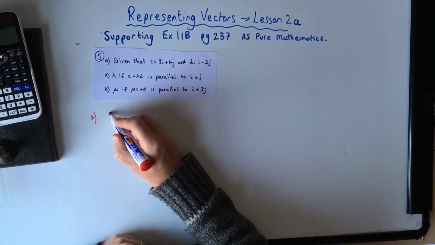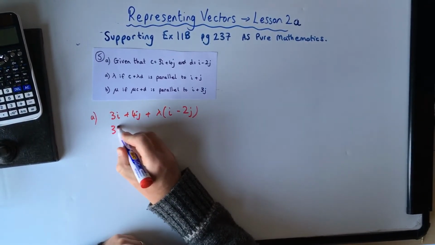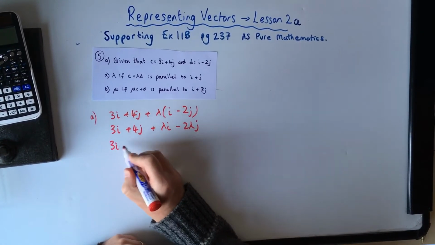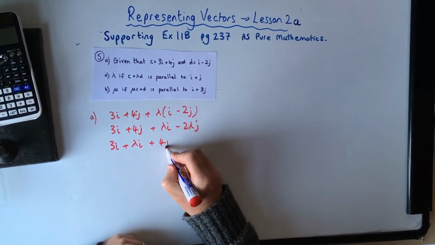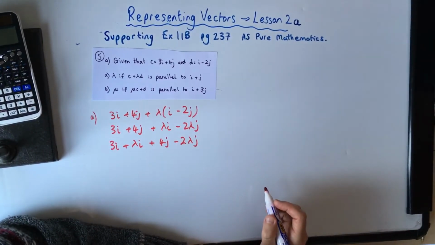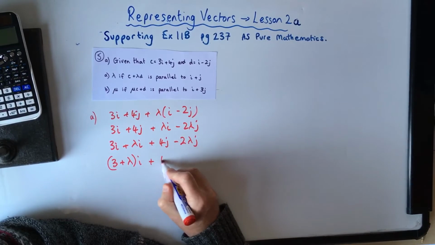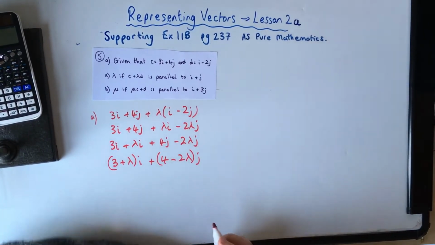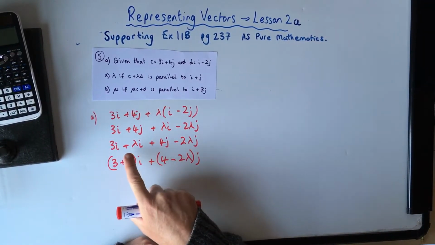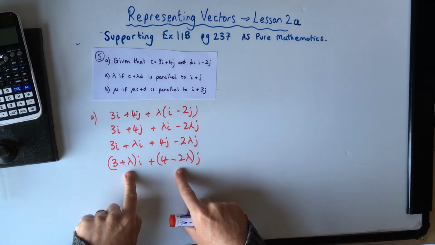c plus lambda d is 3i plus 4j plus lambda times (i minus 2j). Multiplying that out, we get 3i plus 4j plus lambda i minus 2 lambda j. Okay, 3i plus lambda i plus 4j minus 2 lambda j. Don't do it as quick as me, I'm a trained professional. Then if we factorise that out, we get (3 plus lambda) i plus (4 minus 2 lambda) j. So we've worked out c plus lambda d, multiplied it out and simplified it like I did the first one. We've got down to this now.